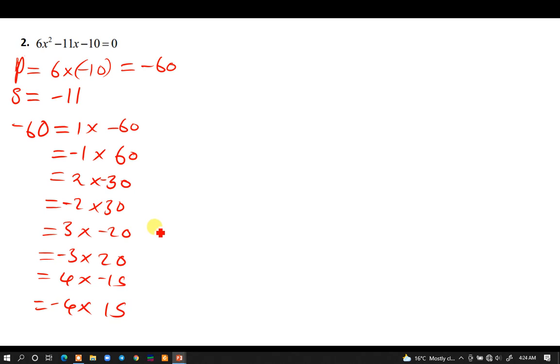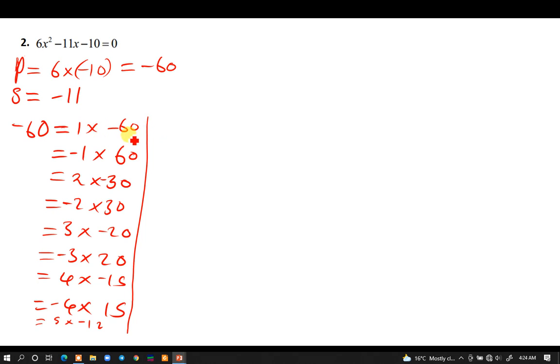And then we also have 5 times negative 12. Then we also have negative 5 times 12. Alright, let's try to add all these numbers. We see which one will give us the sum negative 11. The set of numbers that will give us negative 11 is the set that we're looking for as our factors.